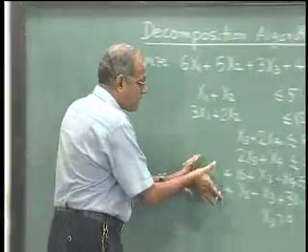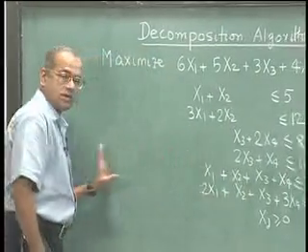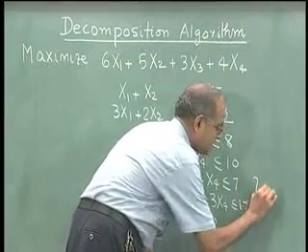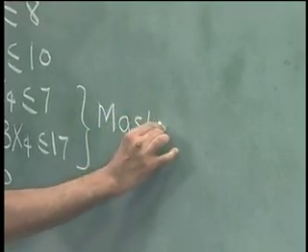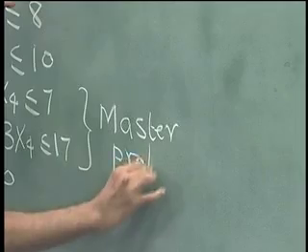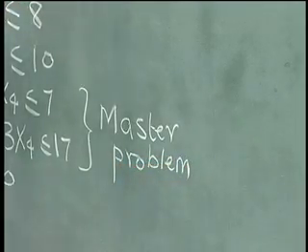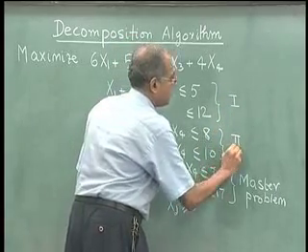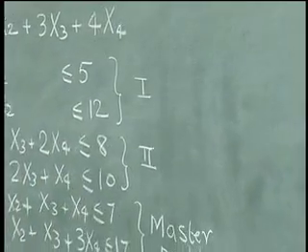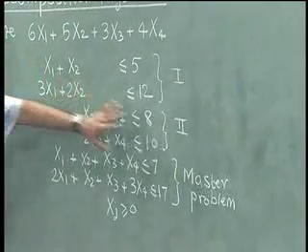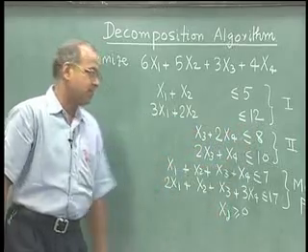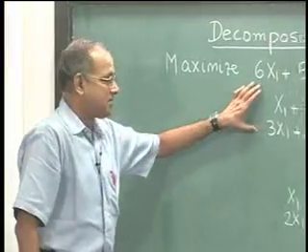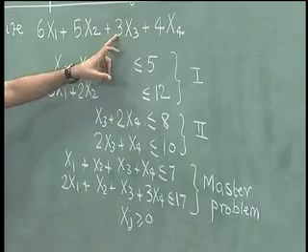Now these 2 constraints which are taken out are called the master problem constraints. So these are called the master problem constraints. And these 2 are the sub problem constraints, which we call sub problem 1 and 2. So this is a sub problem constraint, this is another sub problem constraint, and so on. Now the 2 sub problems are maximize 6x1 plus 5x2 subject to this, and maximize 3x3 plus 4x4 subject to this.